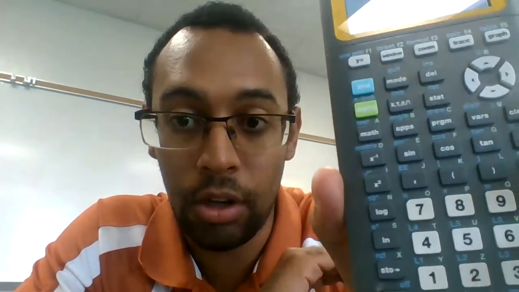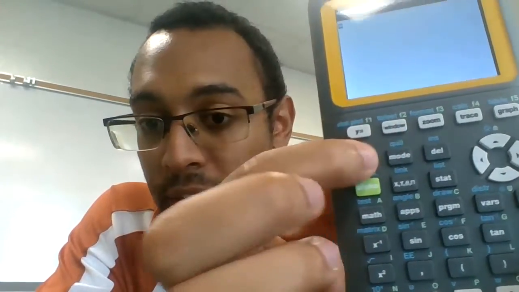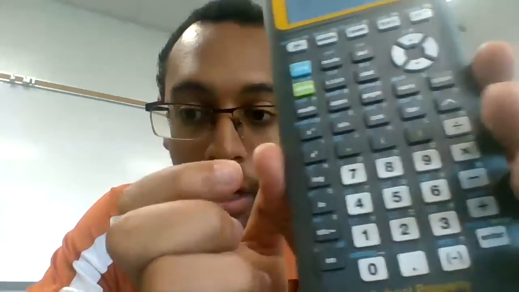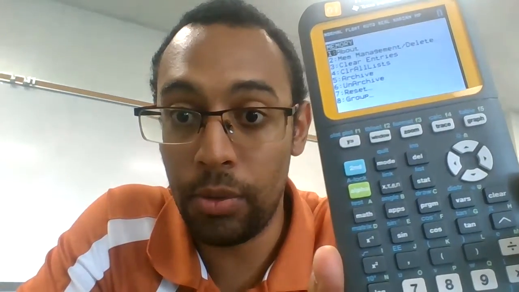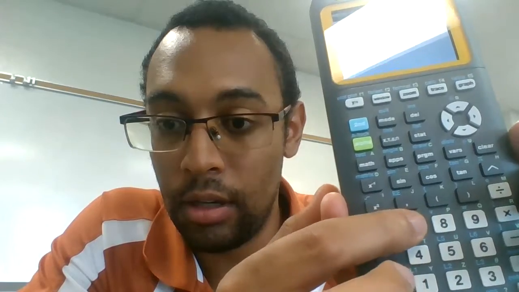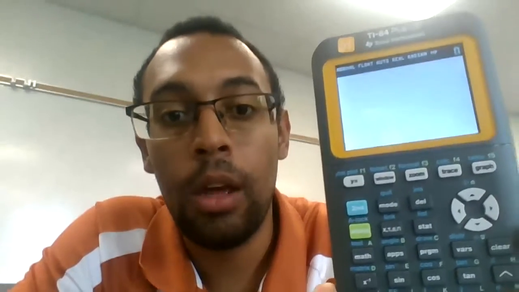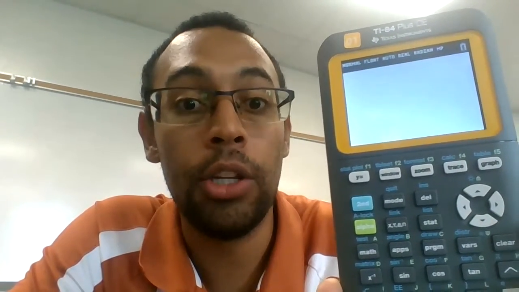Now, there's also the trick of second and then plus, which is all the way over here. Then you want to do reset, which is 7, and then it'll say all RAM, which is 1, and then reset, which is 2. That will clear the RAM. And then enter. So second plus 7, 1, 2, and you can do it really quick and it'll do it.